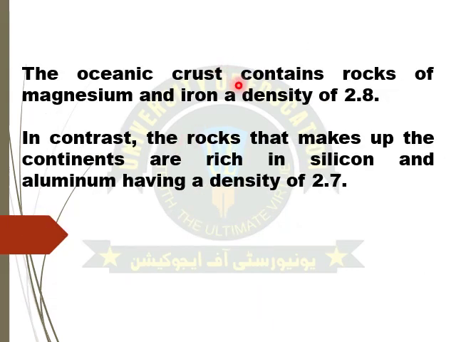Oceanic crust contains rocks of magnesium and iron, and the density of these rocks is about 2.8. Due to the higher density, this oceanic crust is always in the deeper portion of oceans. If we compare it with the continental crust or terrestrial crust, it contains two different elements. Number one is silicon and number two is aluminium. The density of both of these is about 2.7, that is less than the density of oceanic crust.